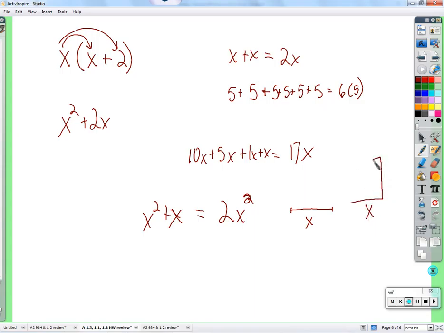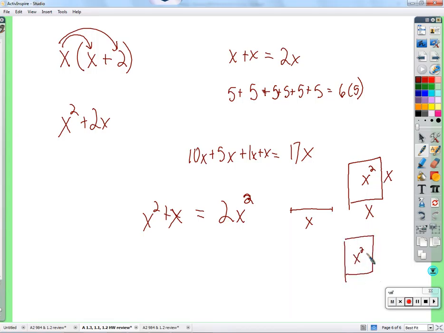So these are just as different from each other as x and some other random letter that we choose, x and a. X and x squared are not the same thing. In fact, imagine the distance from there to there is x.